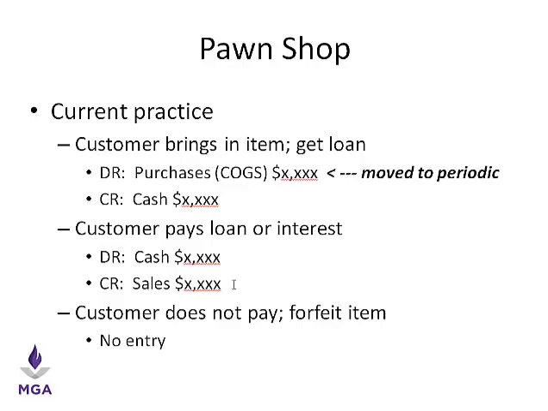And then when the customer pays interest or repays a loan, they debited cash and credited sales. They didn't credit AR. So there's no tracking of what customers owe you for pawn loans. And then when the customer doesn't pay and the item is forfeited, there's no entry at all. It's totally invisible.